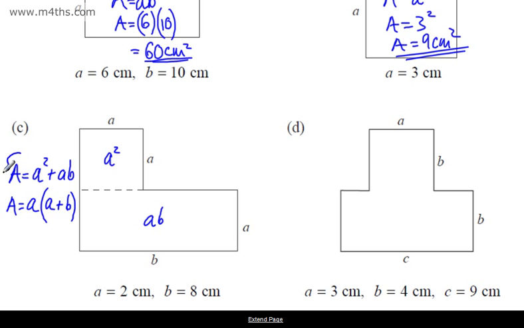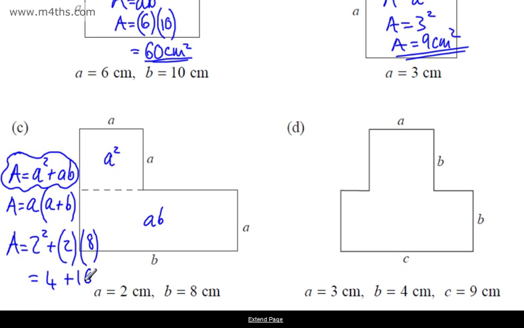So using this one right here, I'm going to say now that the area is going to be equal to A squared, which is 2 squared, plus AB, which is going to be 2 times by 8. 2 squared is going to give me 4. 2 times by 8 is going to give me 16. So we can say now that this is going to be 20, and that will be centimetres squared.